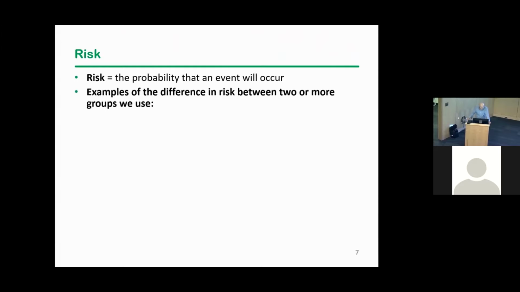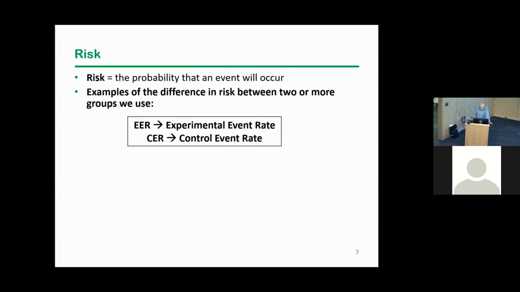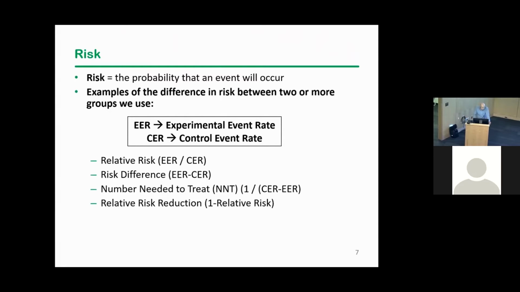There are a number of things you can do with risk. If you think back to the 2x2 table we just looked at, we had an exposed group and an unexposed group. So you could theoretically calculate risk in the exposed group and risk in the unexposed group and compare them in some way. Well, how do we compare them? The most obvious one is relative risk. I'm using these abbreviations here. EER is the experimental event rate, or the exposed event rate. CER is the control event rate, or the unexposed event rate. So the relative risk is just a ratio of the risk in the exposed group versus the unexposed group.